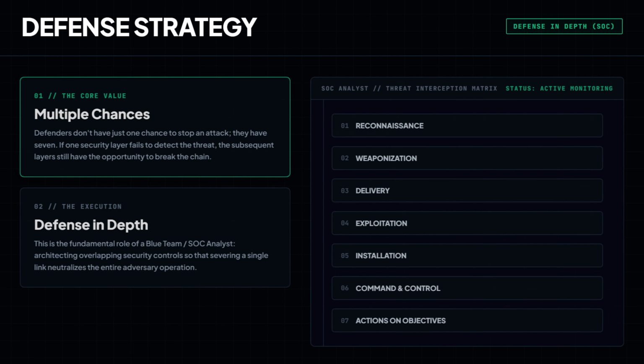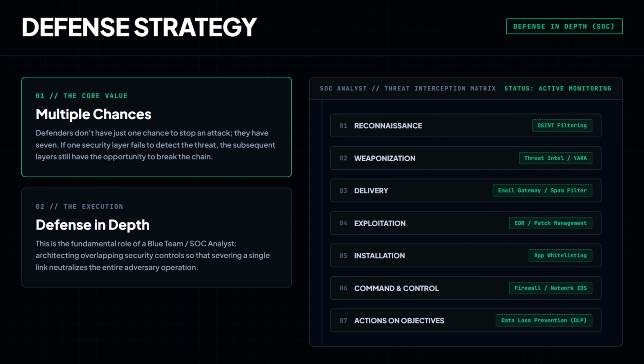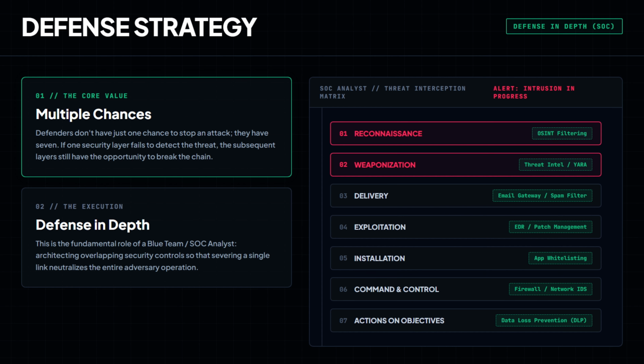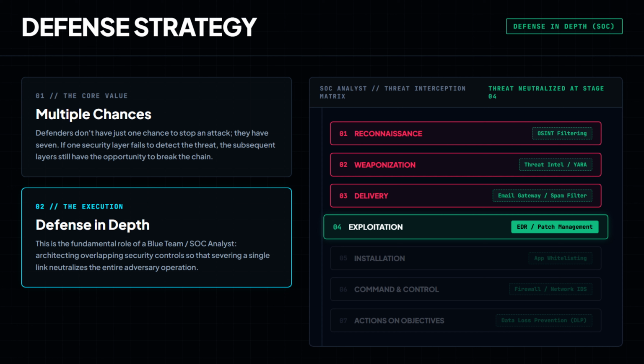Now, let's get to the most important point: why this model is so valuable. The biggest strength of the cyber kill chain is that the defender has not just one, but 7 different opportunities to stop the entire attack. Even if reconnaissance is missed, it is possible to stop the attack at the delivery, exploitation, or command and control stages. This is why modern cybersecurity uses defense in depth, not one, but multiple security layers, so that if one fails, another can break the chain of attack. This is the main job of a SOC Analyst or Blue Team, to identify attacks at each stage and stop them as quickly as possible.